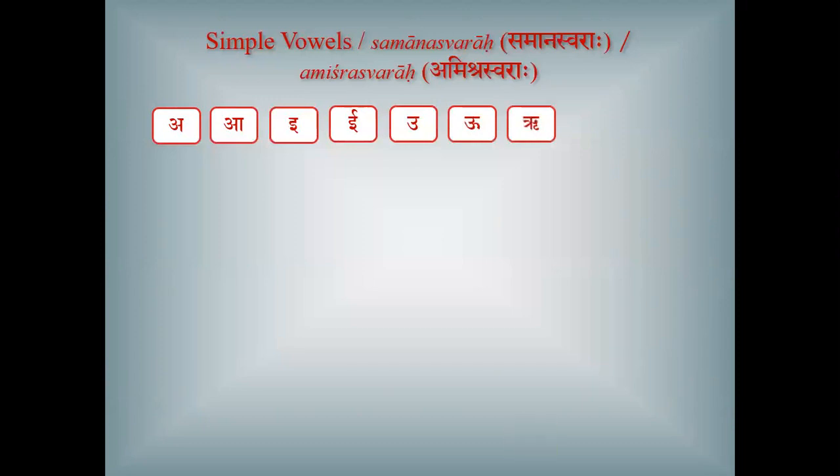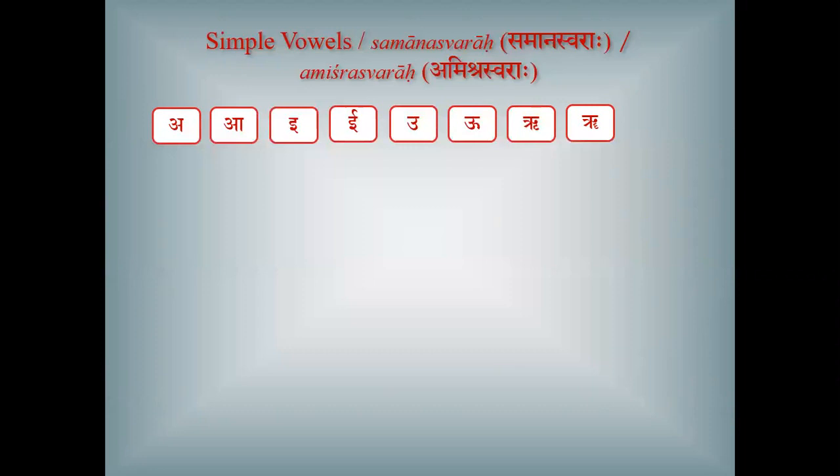Then the next one is R. It is like the sound in the words Rishi, Rig Veda, Ritam, Ritu. We'll see in detail later how it is pronounced, how the sound is produced. Now we can see the form of the letter and understand the sound to some extent. R is a short vowel. The long form is R. So A, A, I, E, U, U, R, R.